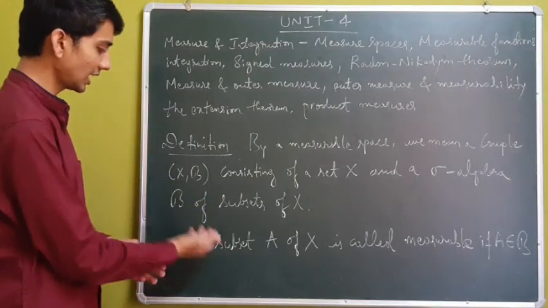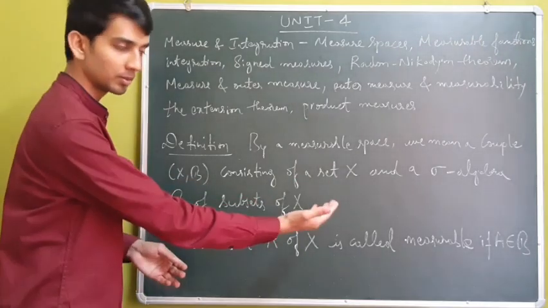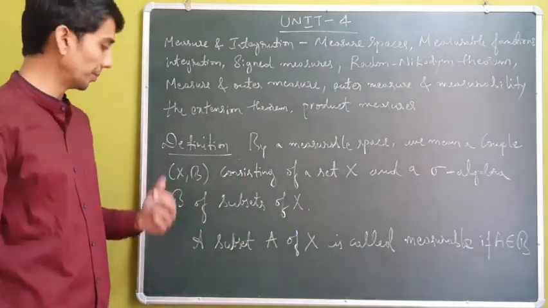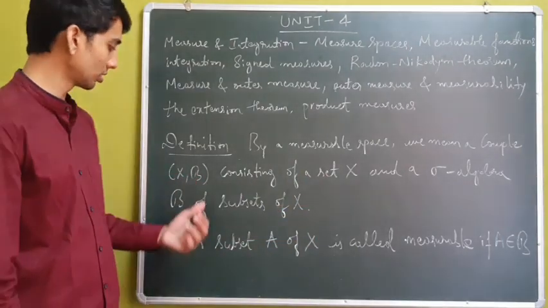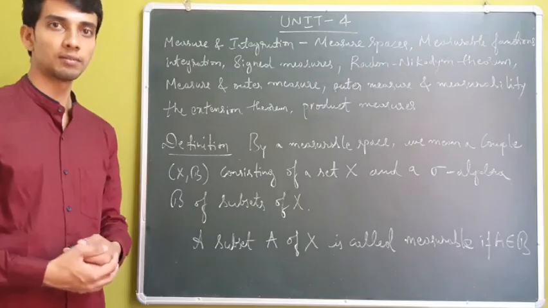And a subset A of X is called measurable if A is in B. So a subset A of X is said to be measurable if A belongs to the sigma algebra.